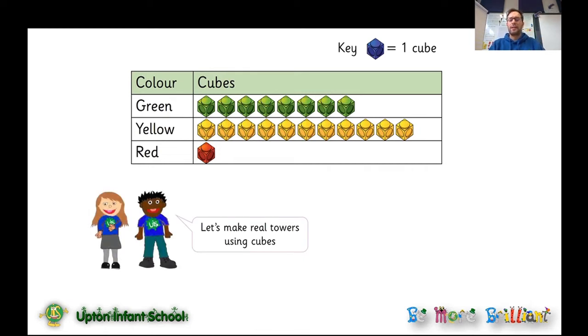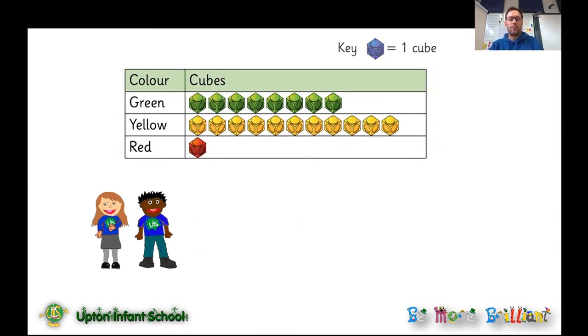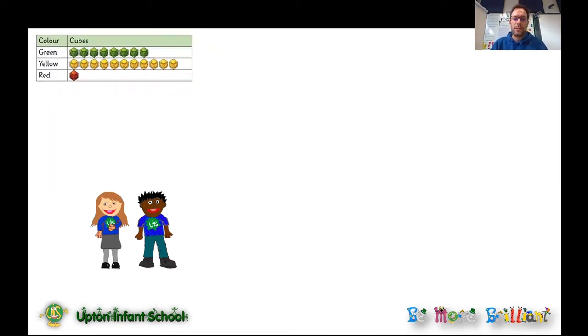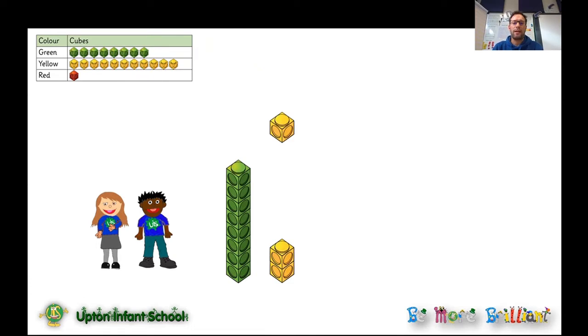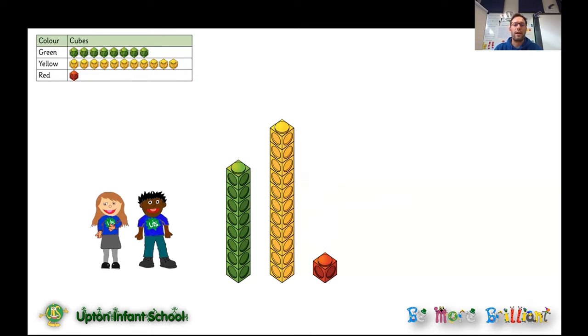Now, here's Sunny and his friend, and they're saying, let's make real towers using cubes. So they're going to use that pictogram to make those into real towers. That's a good idea. If you're lucky enough to have cubes at home, you might want to do the same. So get some cubes out then, Sunny. There we go. So can you remember how many green cubes you needed? Yep, 8. And then how many yellow cubes? 11, and just 1 red cube.